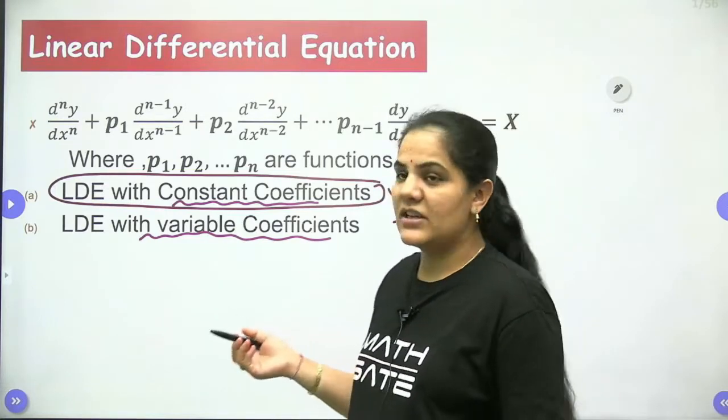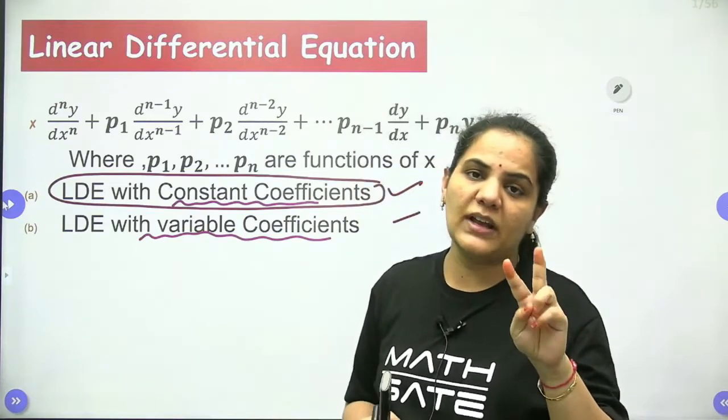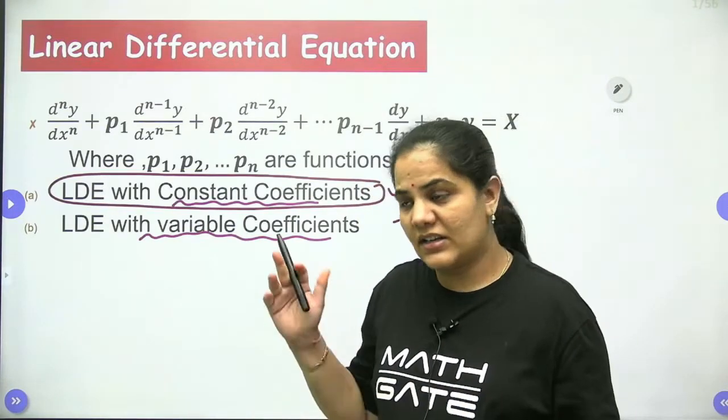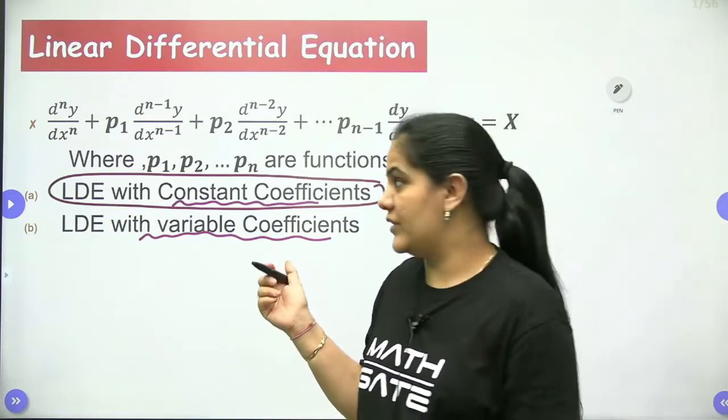So the process will be the same. The process will be the same in the sense that the solution will be of two types, CF and PI, right? Whether the equation is of constant coefficient or the equation is of variable coefficient.